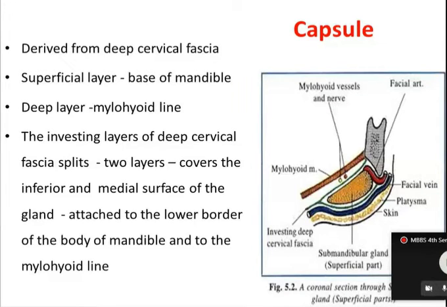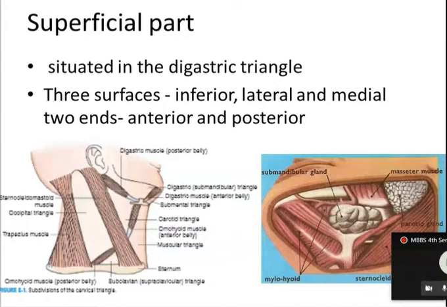The investing layer of the deep cervical fascia splits into two layers and covers the inferior and the medial surface of the gland, attached to the lower border of the body of the mandible and to the mylohyoid line. These two layers enclose the submandibular salivary gland. Here we can appreciate the investing layer of the deep cervical fascia enclosing the submandibular salivary gland. The superficial part of the gland is situated in the digastric triangle.